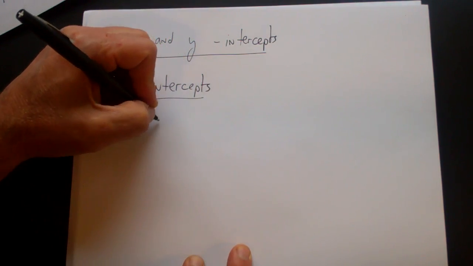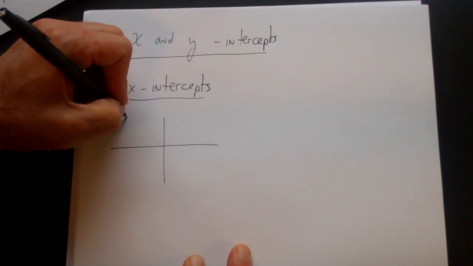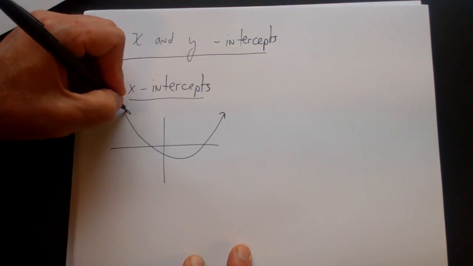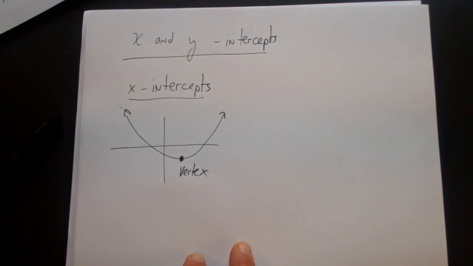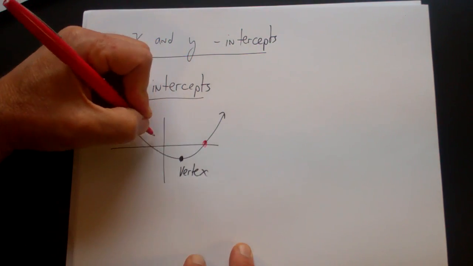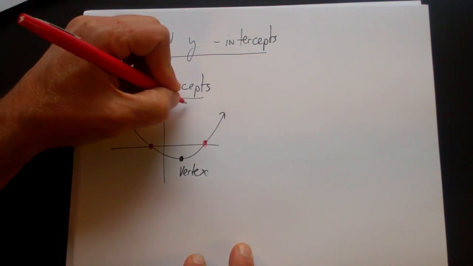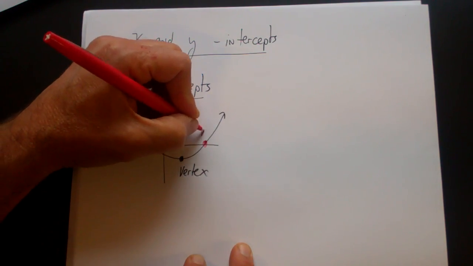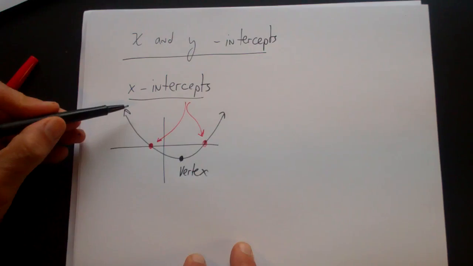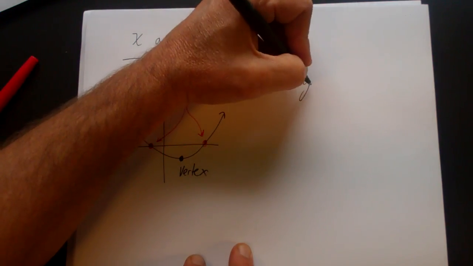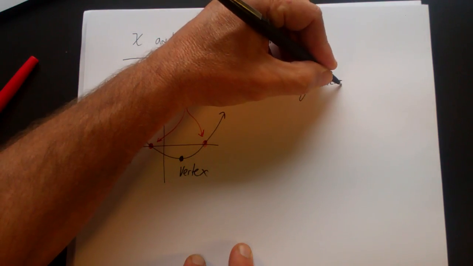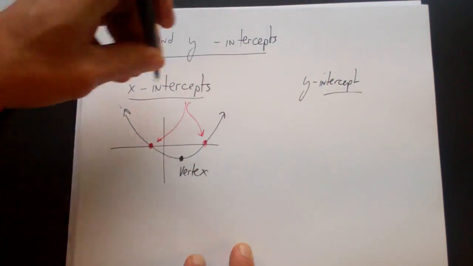So an example of an x-intercept would be if this was the parabola, and that's the vertex here, then we would notice that this is an x-intercept here, and this is an x-intercept here. So the x-intercept is simply where the parabola crosses the x-axis. The y-intercept is where the parabola will cross the y-axis.